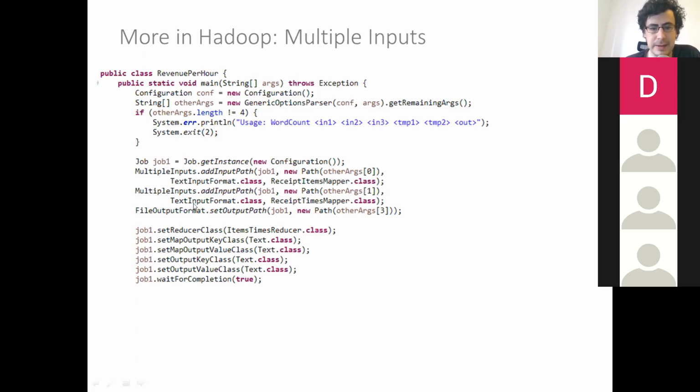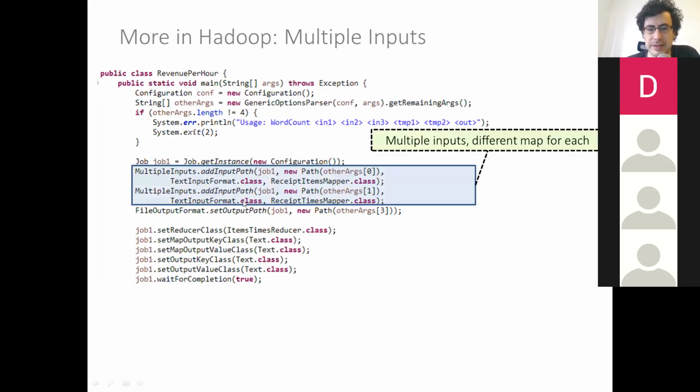So we add the path and then we add some details about the mapper that we will use for that. So what's the format of the input and what's the mapper we'll use for that particular input. So we can add these to multiple inputs. And in this case, we'll always have one output path. Okay. So this is how we can have multiple inputs, and we can set even a different map for each. In this case, sorry, we have receipt items mapper. This is referring to the example we saw in the class. And we have a receipt times mapper.